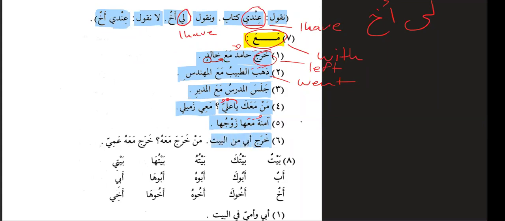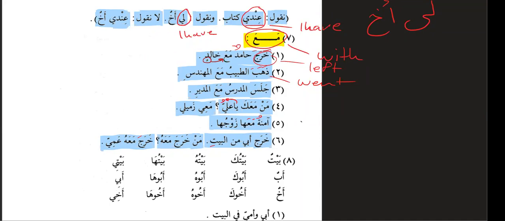خرج أبي من البيت. من البيت. نعم. من خرج معه؟ خرج معه عمي. نعم. ما معنى الجملة؟ My father left from the house. Who left with him? My uncle left with him.